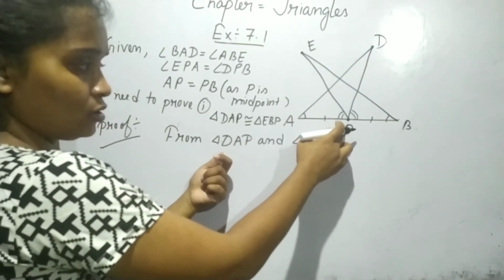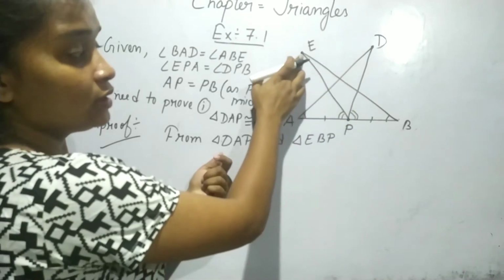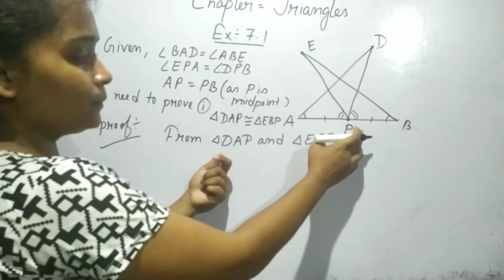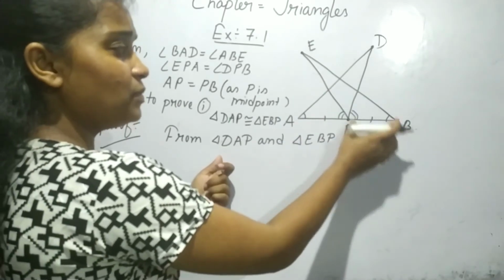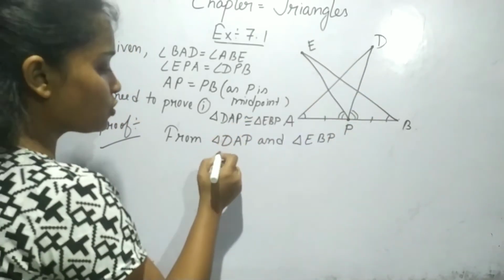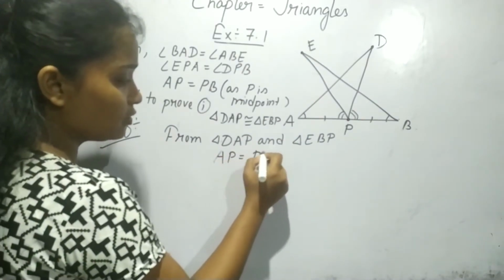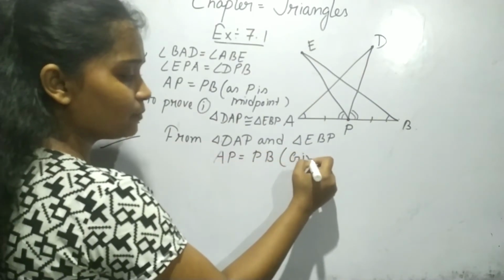DAP. Okay, another one is what? EBP. So can I take AP and PB? Yes, AP and PB are in these two triangles. So I can write AP equal PB. Why? As it is given.